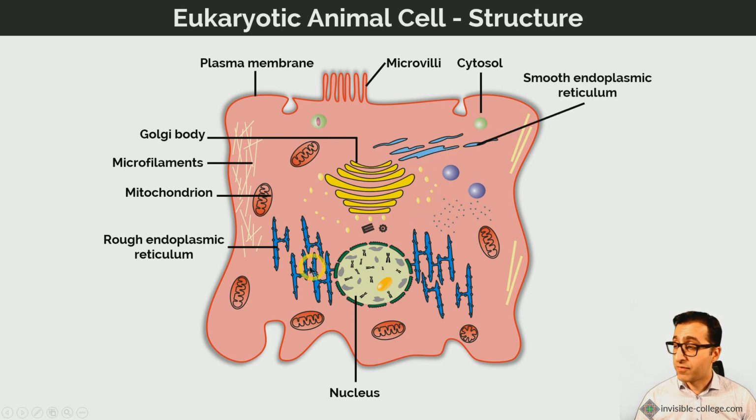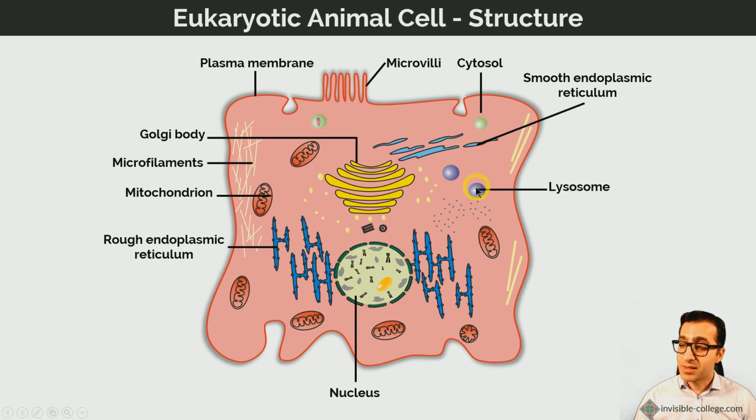We have another type of endoplasmic reticulum called the smooth endoplasmic reticulum. It's called smooth because unlike the rough ER, it does not have embedded ribosomes in its membranes. Now, the function of this system is to process lipids for their various purposes in the cell.